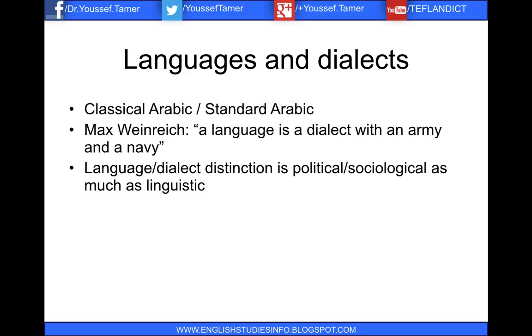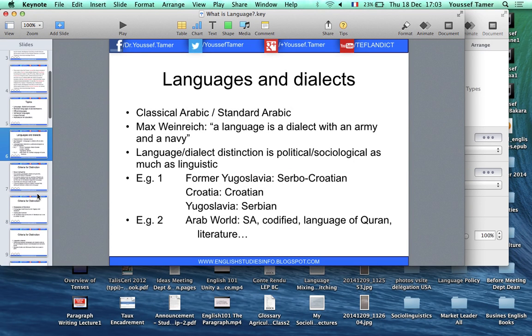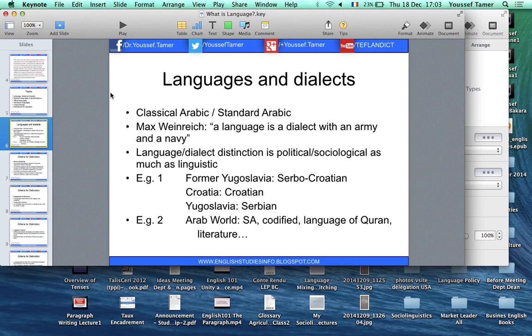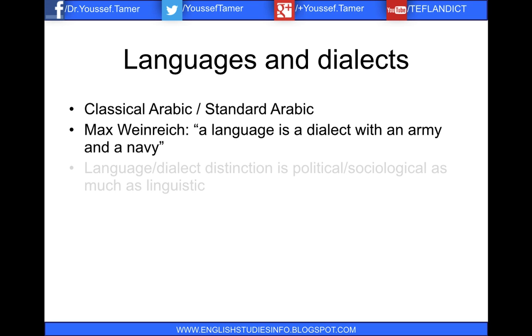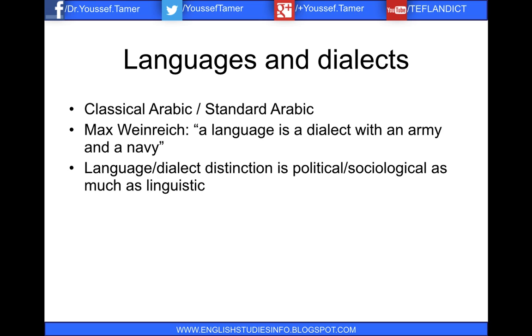The language-dialect distinction is political and sociological as much as linguistic. We're going to see that sociolinguists have tried to come up with some criteria in order to distinguish between a language and a dialect. There are two, in addition to some of the ones we have mentioned. The first one is mutual intelligibility. We're going to see it in a few moments. And the second one is the one you have mentioned, literary heritage.